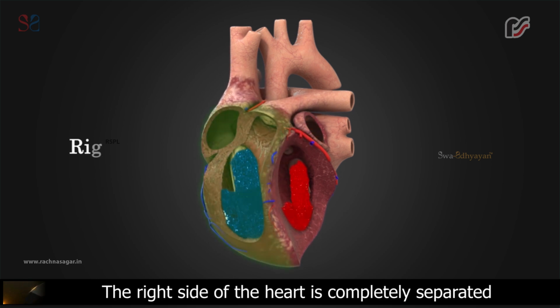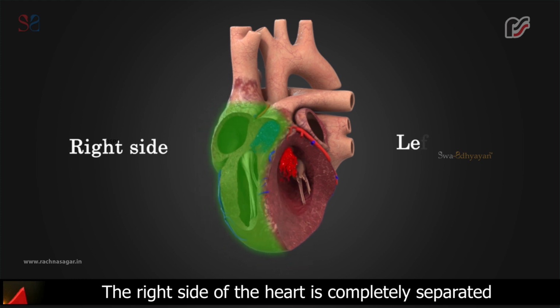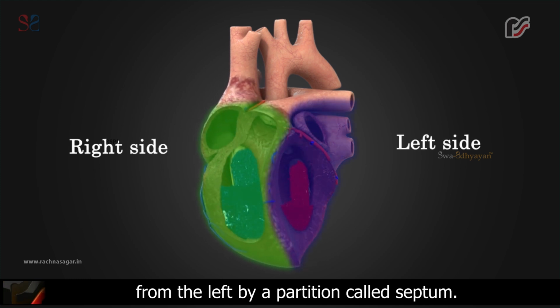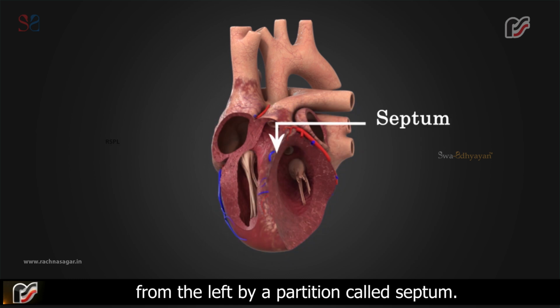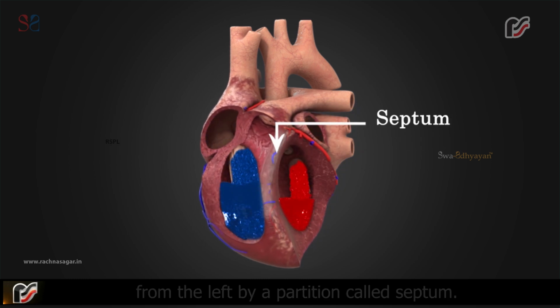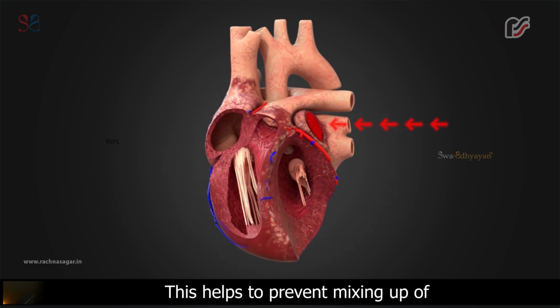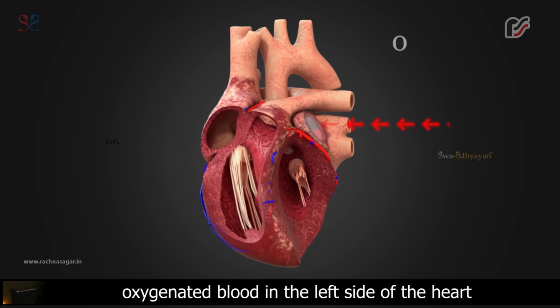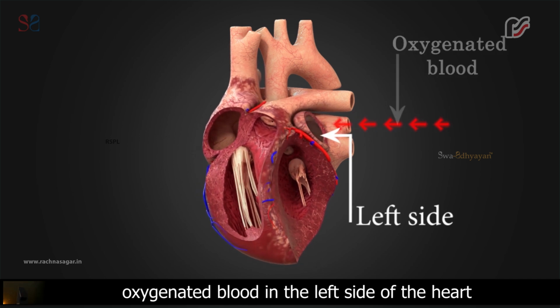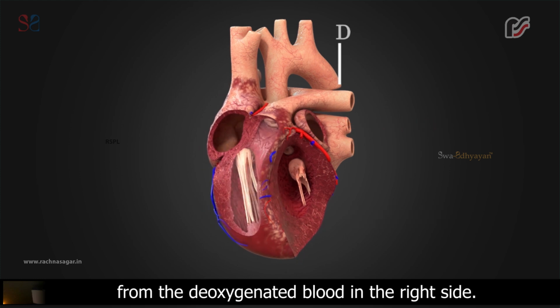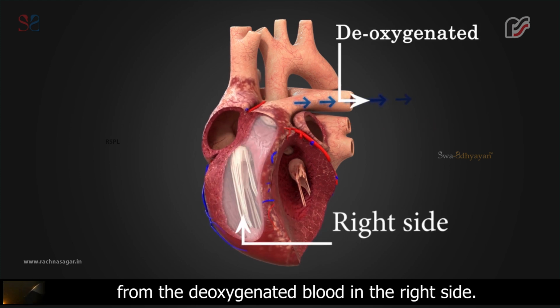The right side of the heart is completely separated from the left by a partition called septum. This helps to prevent mixing up of oxygenated blood in the left side of the heart with the deoxygenated blood in the right side.